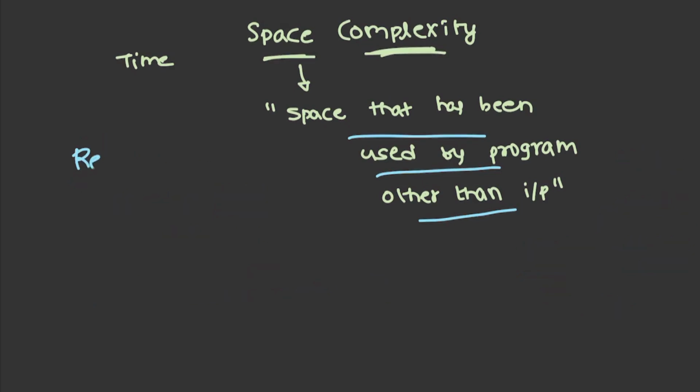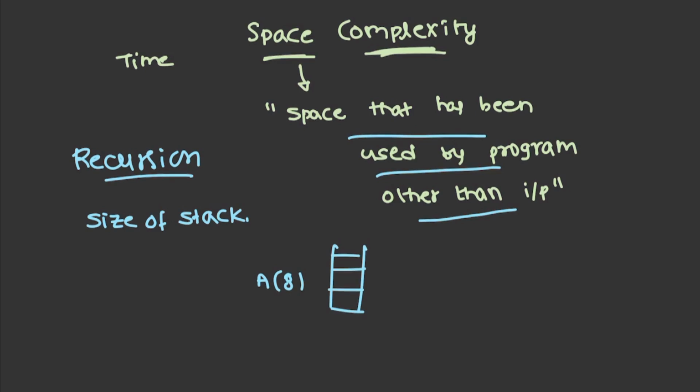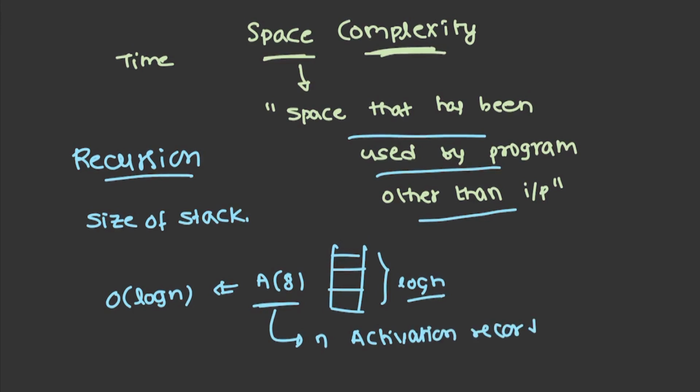In the case of recursion, space complexity is equivalent to the size of the stack. If you have taken a function call, let's say A of 8, and it has pushed log n stack frames, then the space complexity for this function can be written as order of log n. Or if it has pushed n activation records or stack frames, then the space complexity can be termed as order of n. In this way, you can calculate the space complexity, but you need to remember only one thing: while calculating the space complexity, you should not take input into consideration.